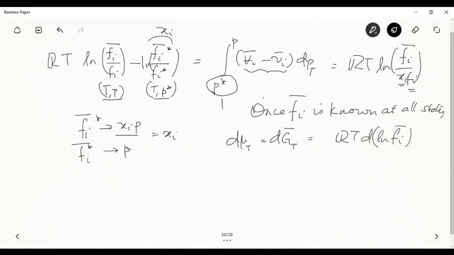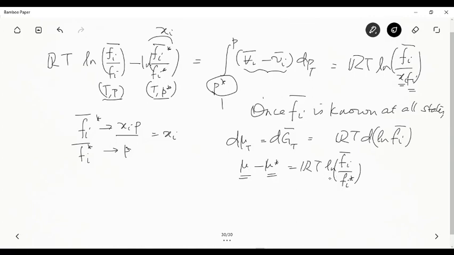The basic definition which we started. So we can actually say mu at any given state minus mu star at the reference state is obtained by integrating this RT log of phi i bar. This is the expression. So if this is the state as it exists in the mixture, and this is the limit at the ideal gas limit of the pure substance, then this would be the difference.